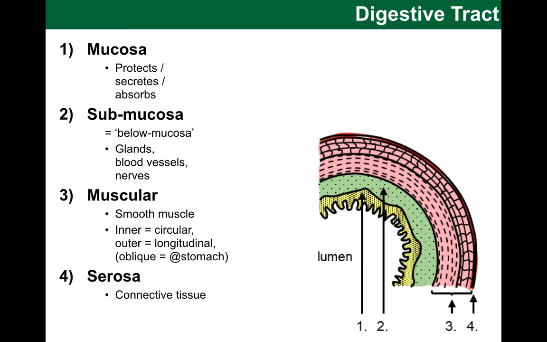Finally, the outermost layer is the serosa. This is connective tissue that anchors the alimentary canal to its place.